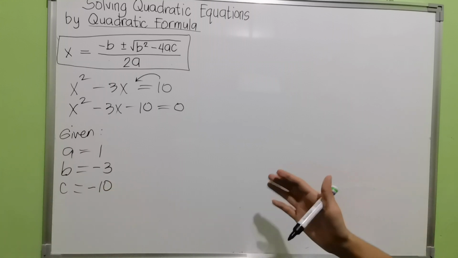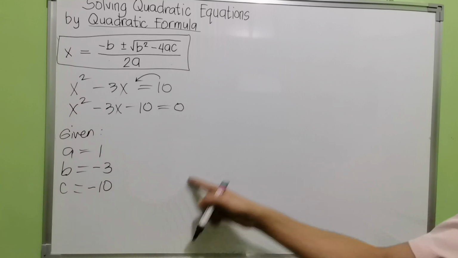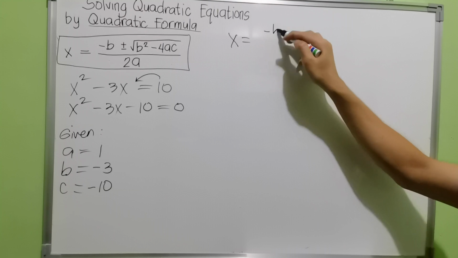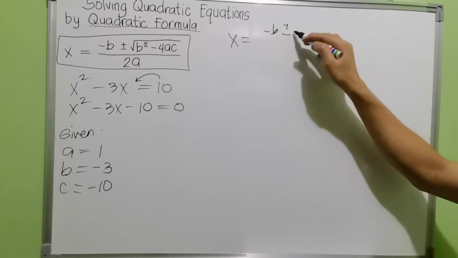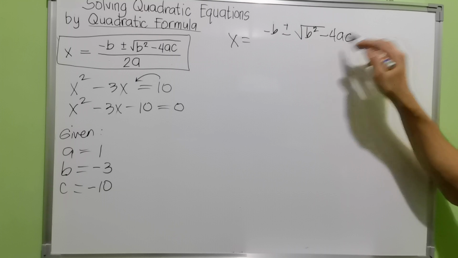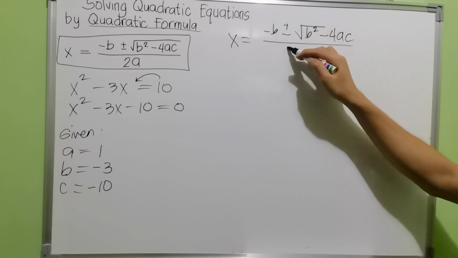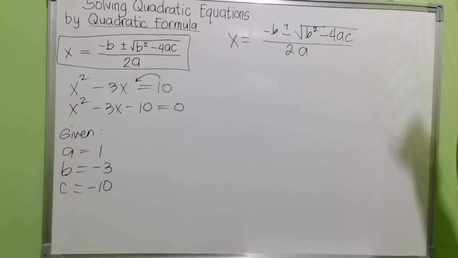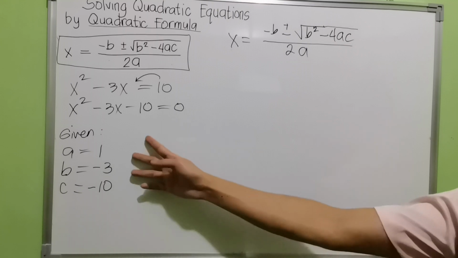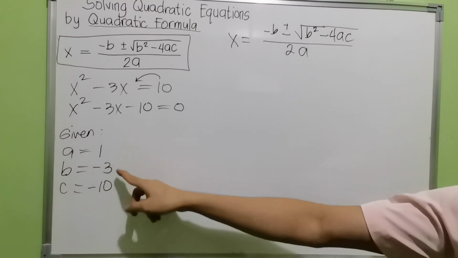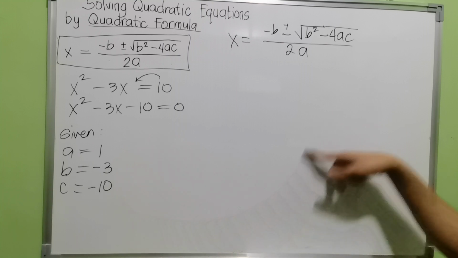So we have to substitute this into the formula. Again, our formula is x equals negative b plus minus square root of b squared minus 4ac divided by 2a. So all we have to do is to substitute all the given values of the variables, 1, negative 3, and negative 10, to the formula.